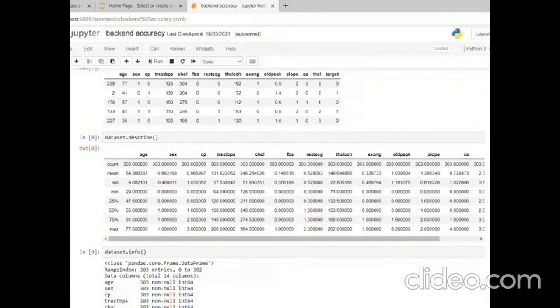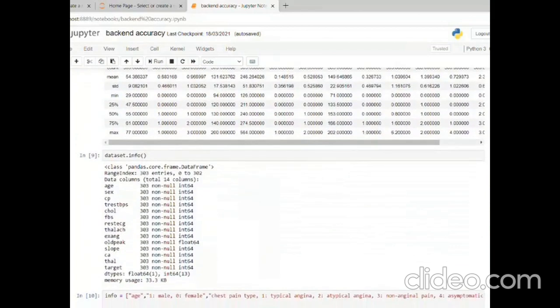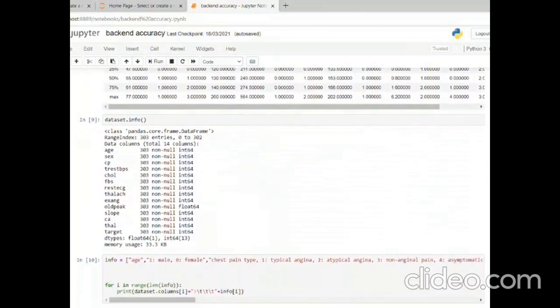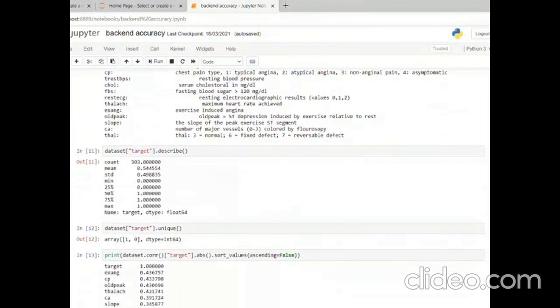And next we have given the dataset.info. Here we have a total of 13 attributes, and the info function is used to print a concise summary of a data frame. This method prints information about the data frame including the index type and the column dtypes. And next we are exploring the data analysis.